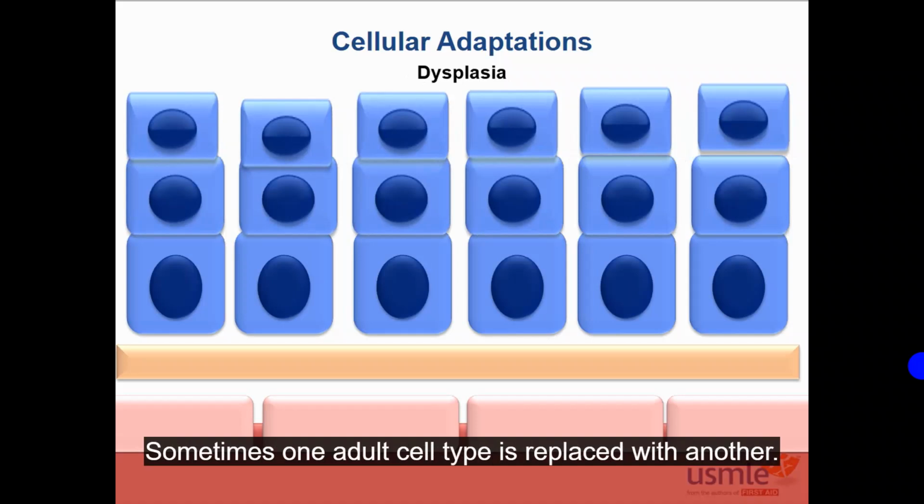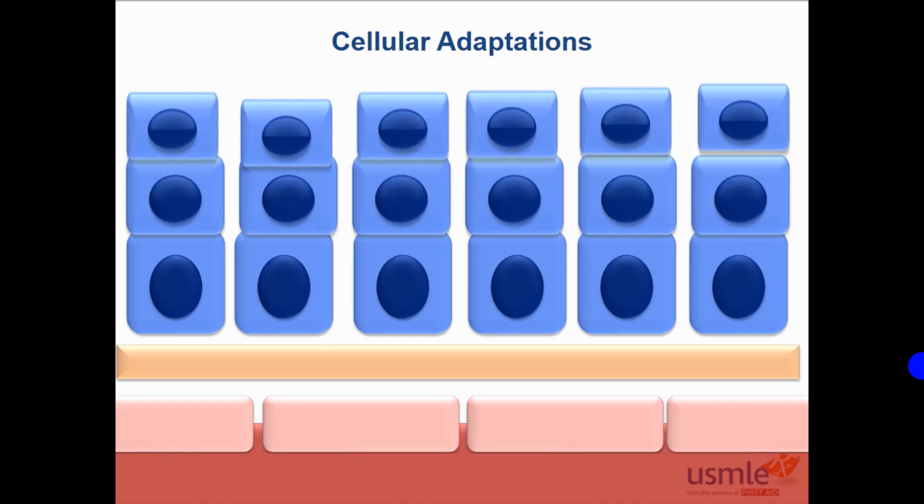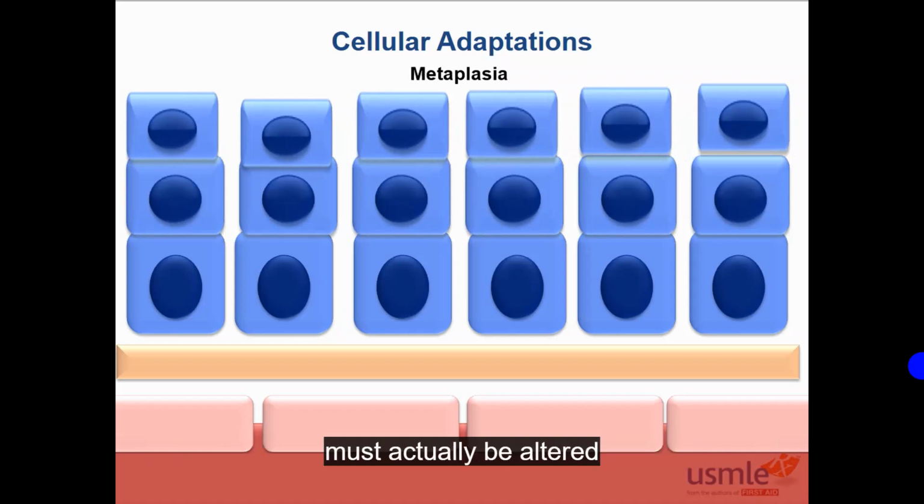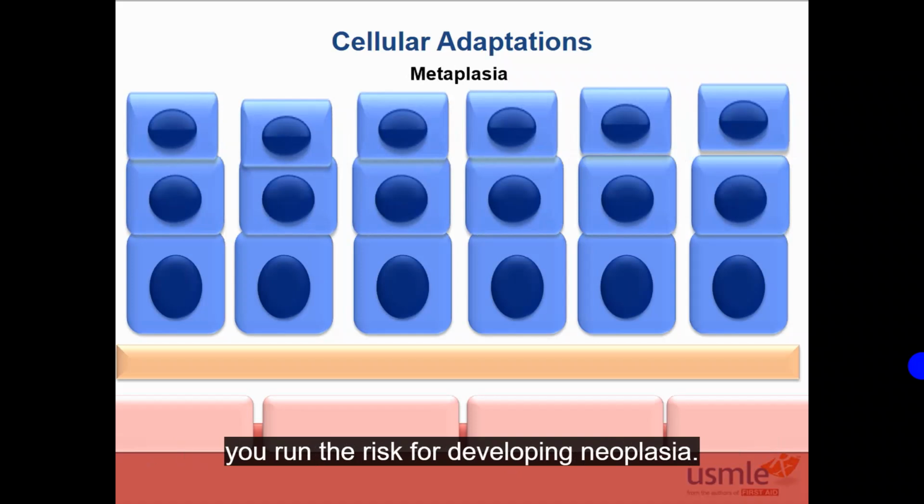Sometimes one adult cell type is replaced with another. What is this called? This would be metaplasia. Good. Metaplasia is also known as transforming growth. The problem with this is that the DNA of cells must actually be altered, and recall that whenever DNA is altered, you run the risk for developing neoplasia. So far, these changes have all been reversible. However, if the chronic conditions that predispose to metaplasia persist, we're now at risk for irreversible changes, which have a much higher chance of leading us towards a neoplasm.